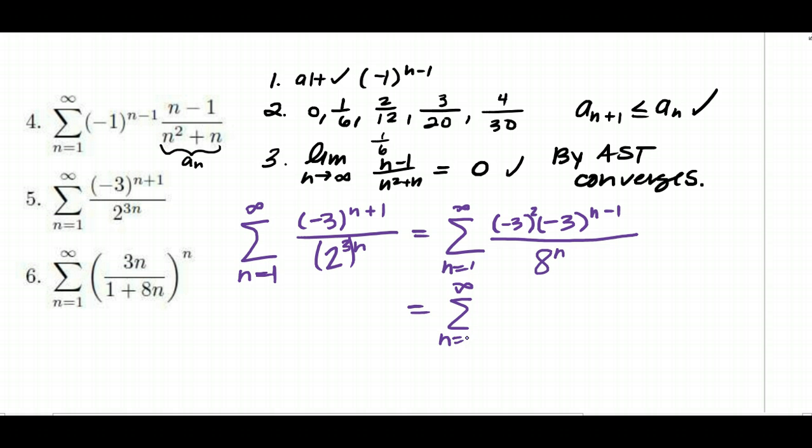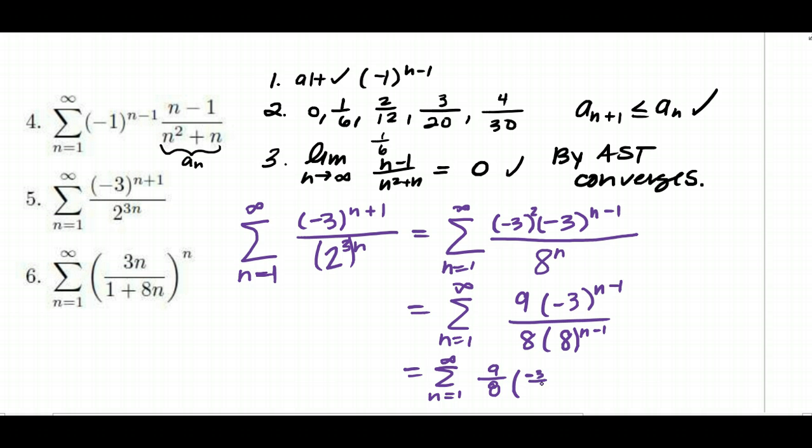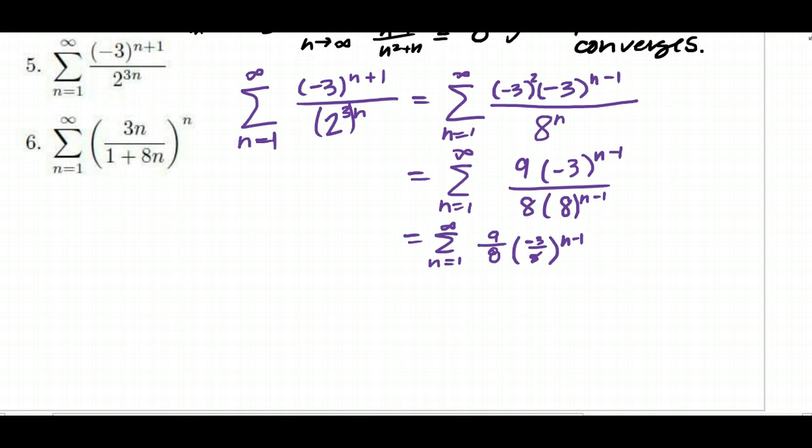So let's keep going with this. This is n equals 1. Well, 3 squared is 9. So the top is like 9 times negative 3 to the n minus 1. And on the bottom, I'm going to pull out 1 copy of 8, so that I'm left with 8 to the n minus 1. Now this is the sum of n equals 1 to infinity of 9 over 8 times negative 3 over 8 to the n minus 1. Let me make a little bit of space here.